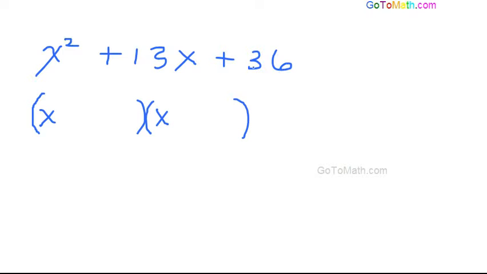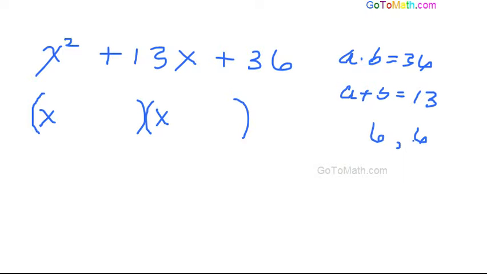Now we're looking for two numbers that, when we multiply them together, we get 36. You can think of the two numbers as a times b is 36, and when you add a plus b, you get 13. Think of it that way. We know that 6 times 6 is 36, but when we add them, we don't get 13. But it's close.